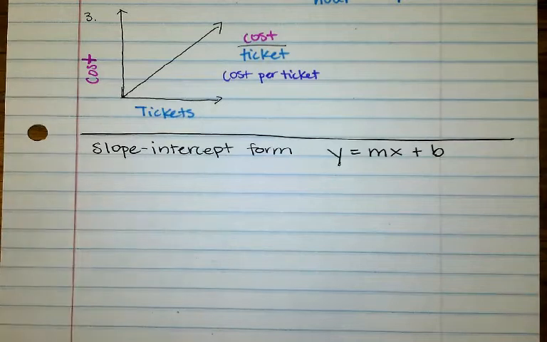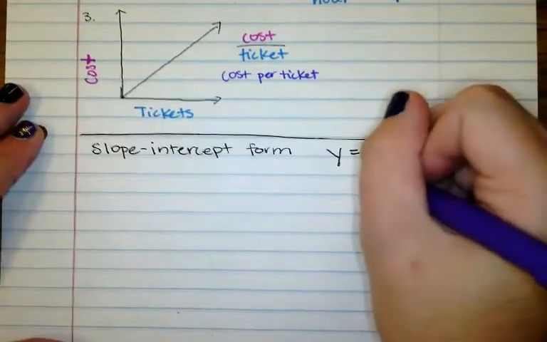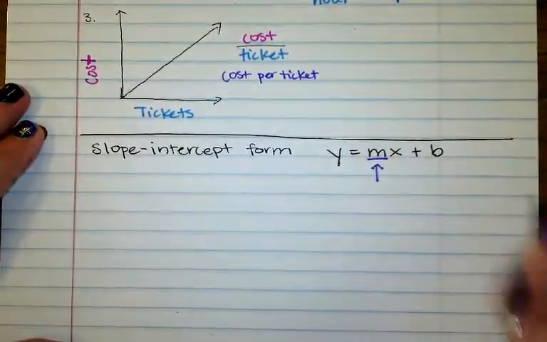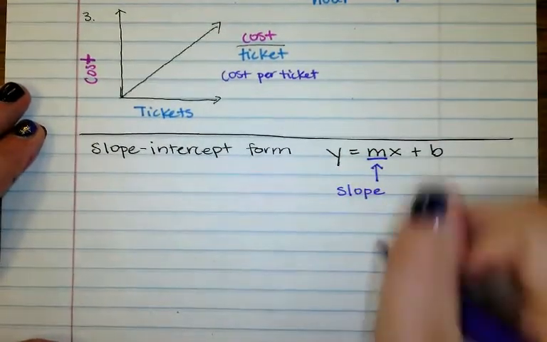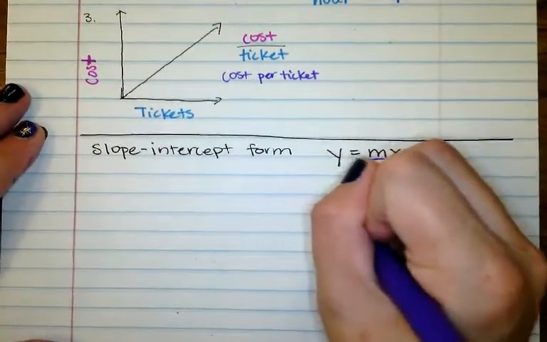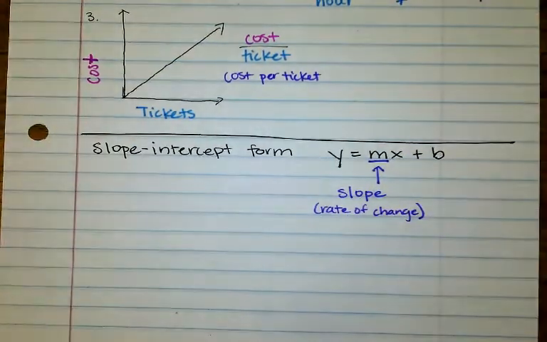Your slope. Or, what else can we call it? The rate of change. Okay? It is always going to be the coefficient to your x. So whether it's the first or the last term, if it's connected to your x, it's your slope. All right?